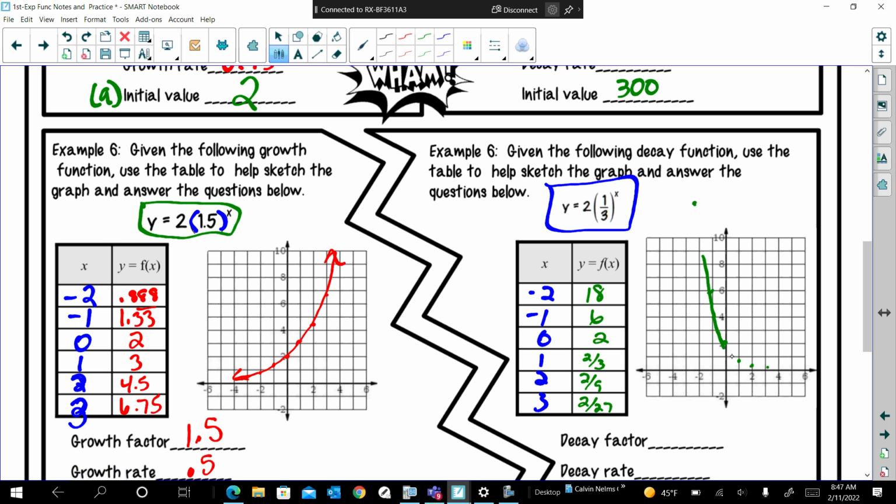Curving, decreasing from left to right, and getting closer and closer to the x-axis. Like that.